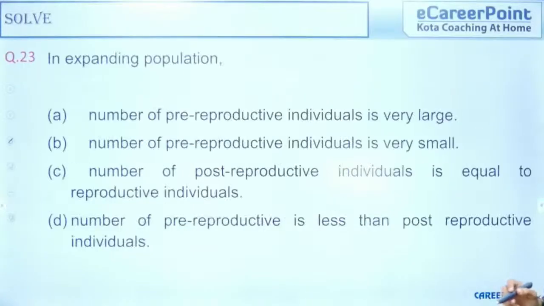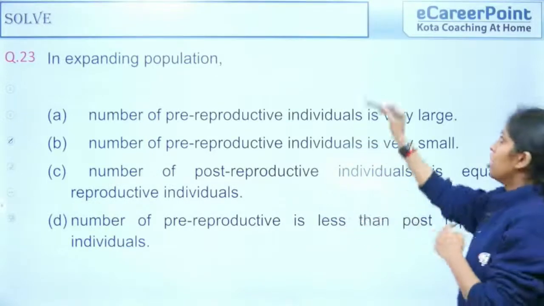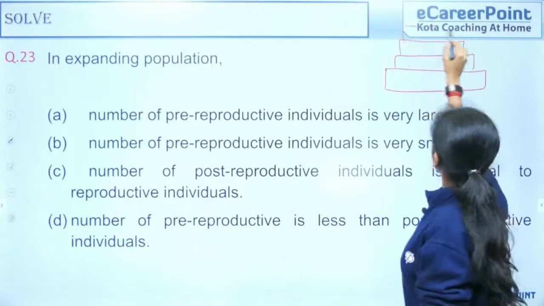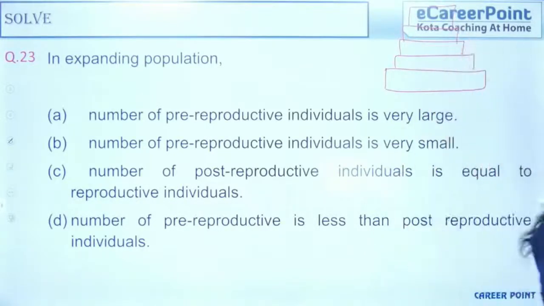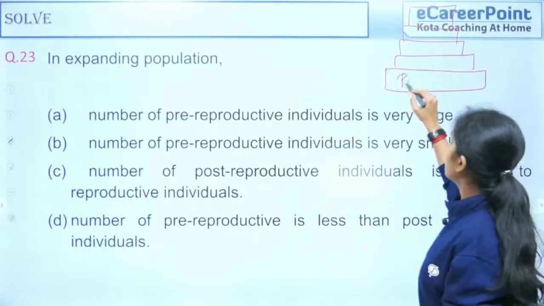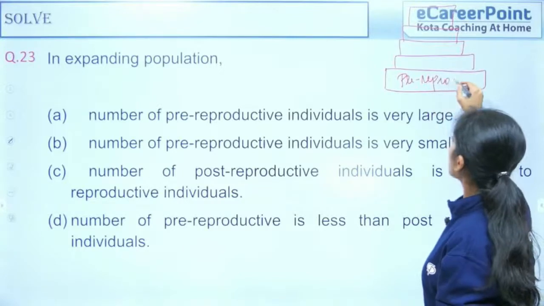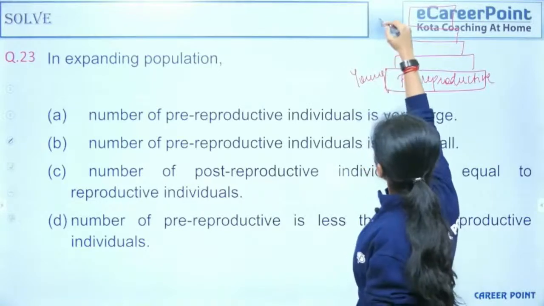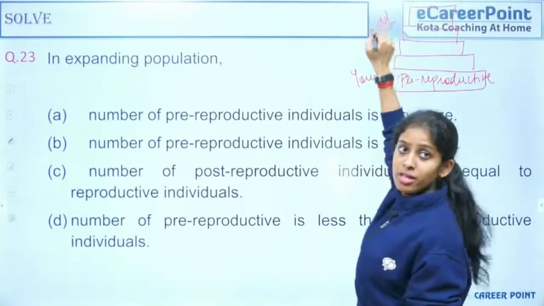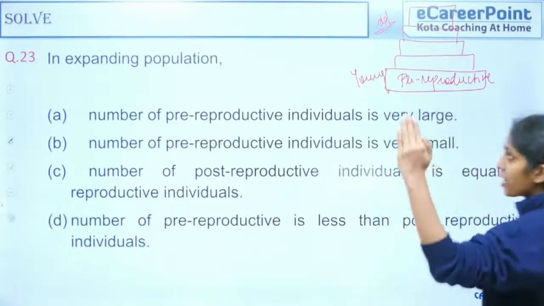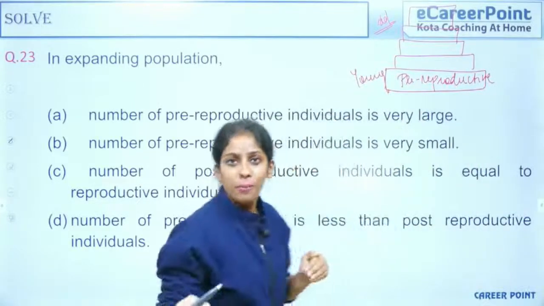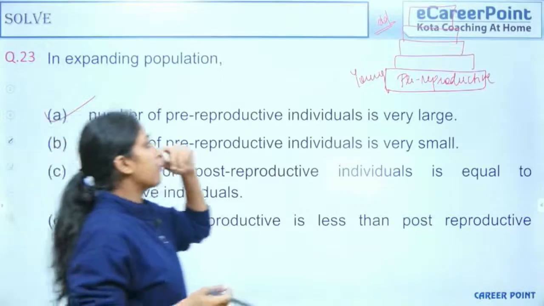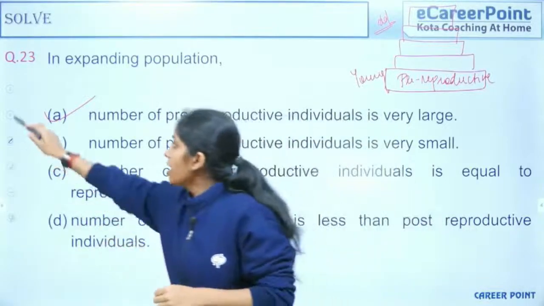So question number 23, in an expanding population. When do I say the population is expanding? In an expanding population, the pre-reproductive age group should be more than the post-reproductive age group. These are young individuals and these are old individuals, so they are post-reproductive and these are pre-reproductive. In an expanding population, the young ones should be high. So this is right: the number of pre-reproductive individuals is very large. Alright, so we go to the next question.